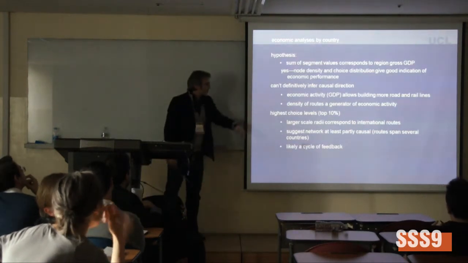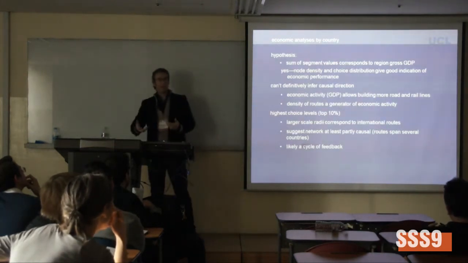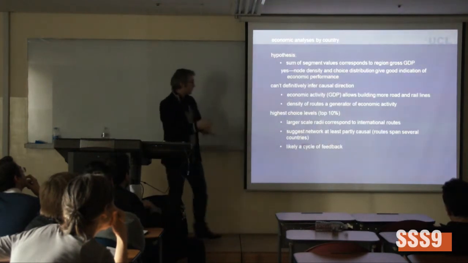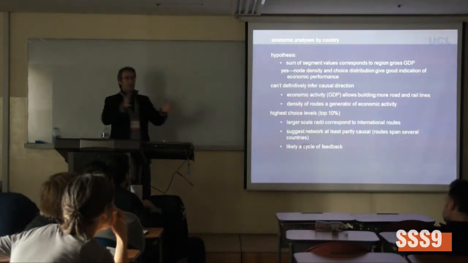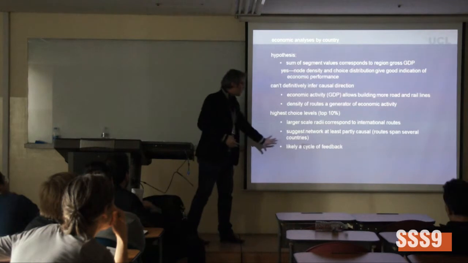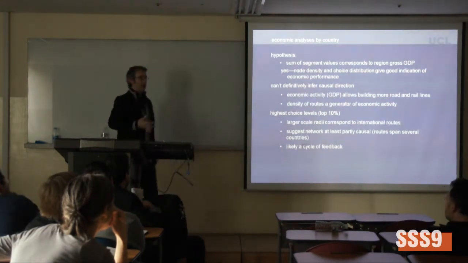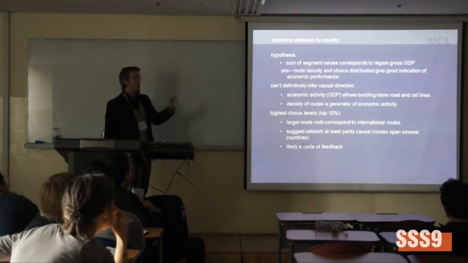If we look at the highest choice levels, though, the top 10%, we actually do get large-scale radii playing a role in the correlation, which suggests, well, we think it suggests there's a good chance that because these are large, international scale, it's not just an individual country, that there's at least a cycle of feedback. There's something about those networks actually playing a part in the economic activity that we're seeing there. Now that's just in terms of gross GDP.